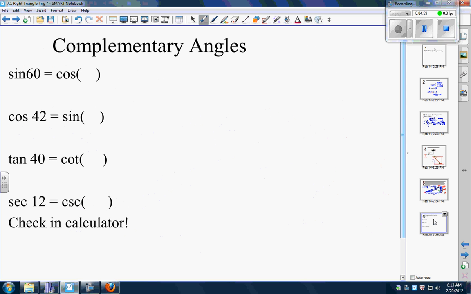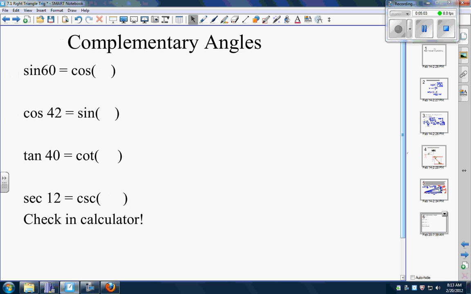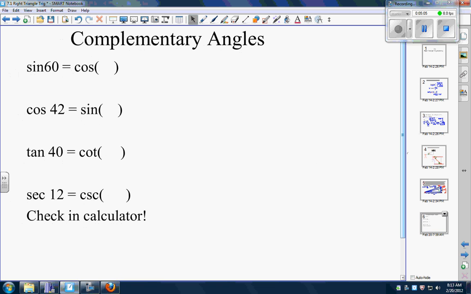Last thing here is just kind of getting you guys used to this idea of complementary angles with the trig functions. So you've done tons of complementary stuff in geometry, okay? But we're actually going to do them with our trig functions now. So I want to know the sine of 60 where it's equal to cosine of something, okay? So I'm just going to tell you this is 30. Now some of you guys may be able to get that. If not, let's look why.